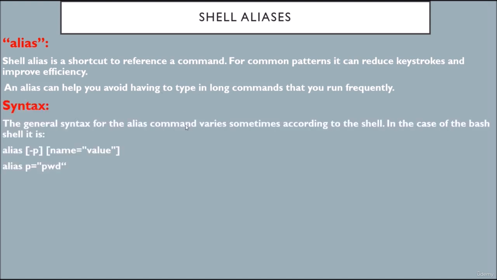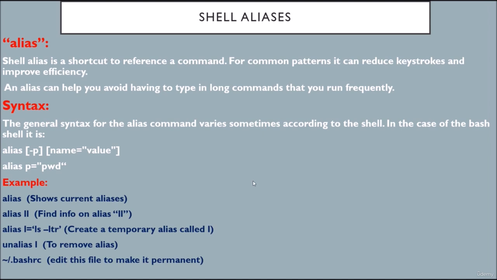The syntax looks like this. Alias, then you type in what you're associating as a letter or a character to that particular alias, and then you type in the alias name. The general syntax for the alias command varies sometimes according to the shell. In the case of the bash shell, this is how it looks. Let's move on to some examples and see how it actually works through the terminal.